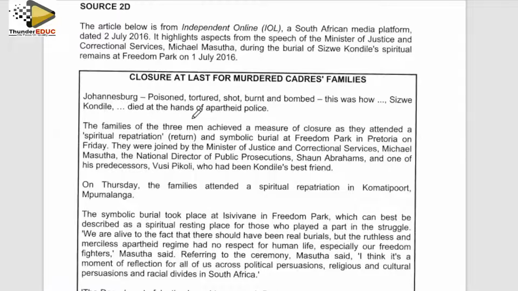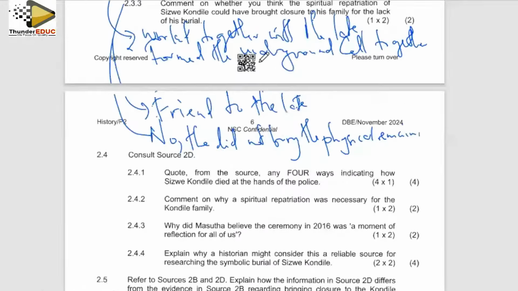Right. It says Johannesburg, poisoned, tortured, shot, burned, and bombed. This was how Sizwe Kondile died at the hands of apartheid police. So one way is poisoned. Second one, tortured. Third, shot. Fourth, burned. Fifth, bombed. So out of those 5, you pick any 4, because the question requires you to identify 4. So any 4 from those 5 is justified as a correct response.